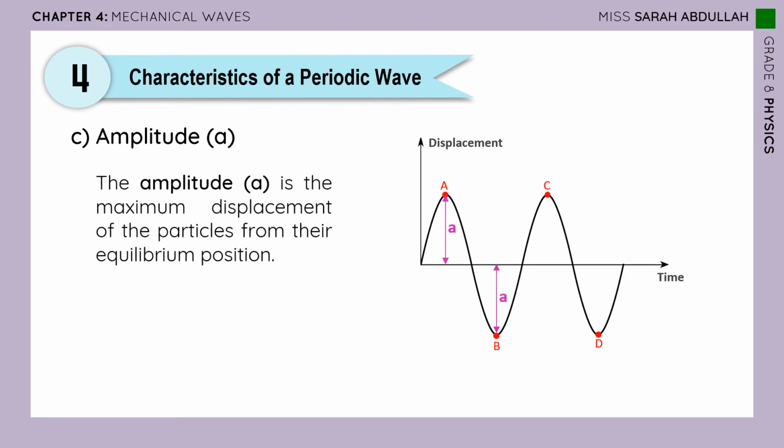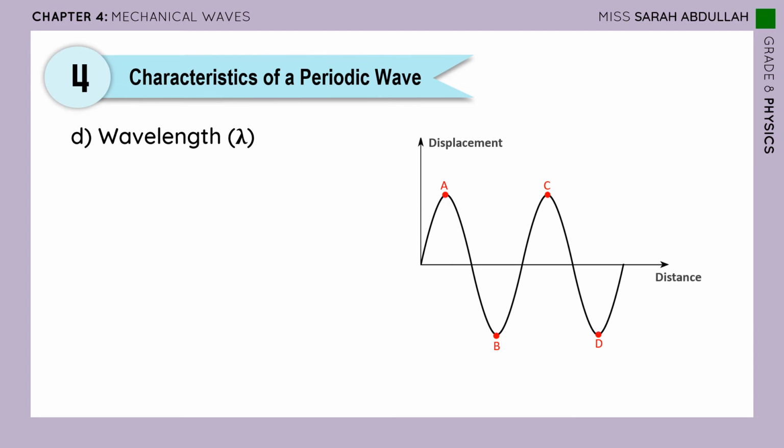So the amplitude, as I said, is the maximum displacement of the particles from their equilibrium position. I'm talking about displacement, which means that the SI unit is meter, how much it is displaced. So it is in meters. And as I said, the distance between the crest and the trough is double the amplitude. So the fourth characteristic is the wavelength.